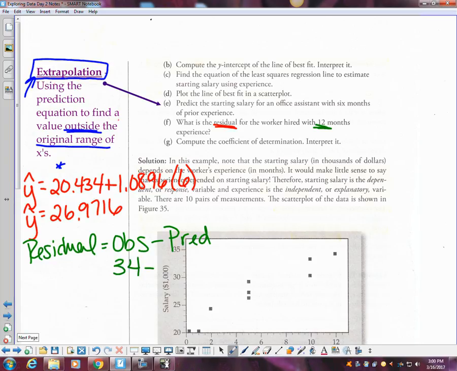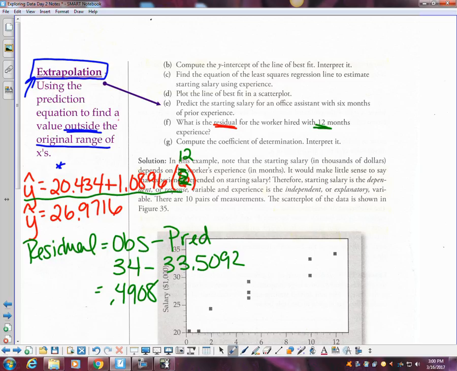Now, how do I get my predicted? Well, I take my equation right here, and I put in a 12. And I type that into my calculator, and I get 33.5092. Now, my observed and my predicted should be pretty close. Remember, we had a high R. So this data is very well correlated. So those two numbers should be in the ballpark. Subtract them, and I get my residual to be very small.